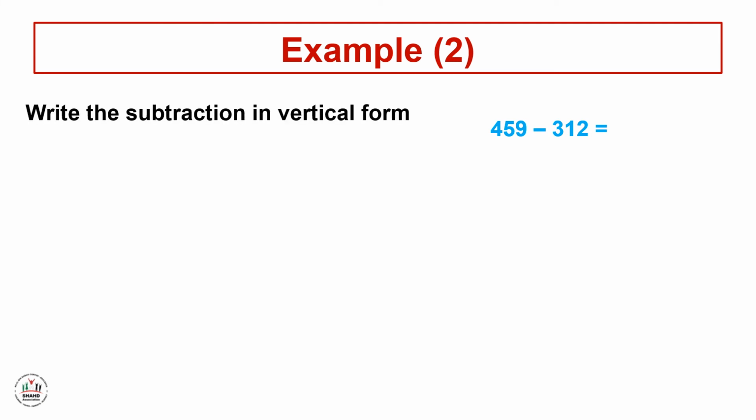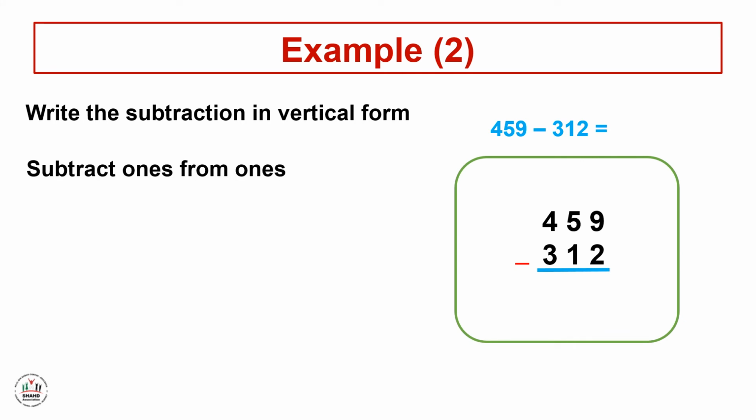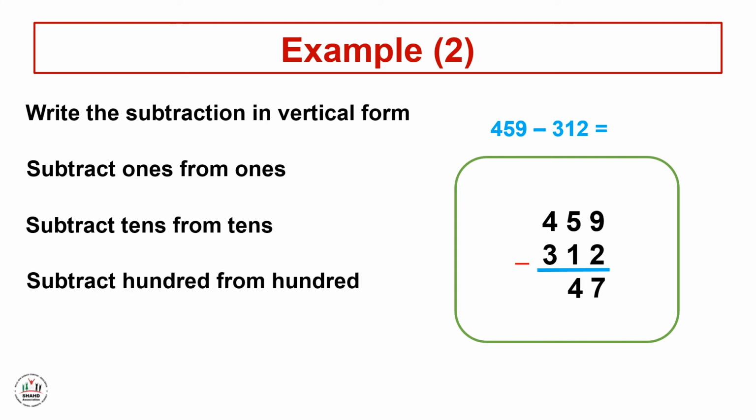Example 2. 459 minus 312. Write the subtraction in vertical form like this. Then subtract ones from ones, so 9 minus 2 is equal to 7. Then subtract tens from tens, so 5 minus 1 is equal to 4. And then subtract hundreds from hundreds, so 4 minus 3 is equal to 1. So 459 minus 312 is equal to 147.